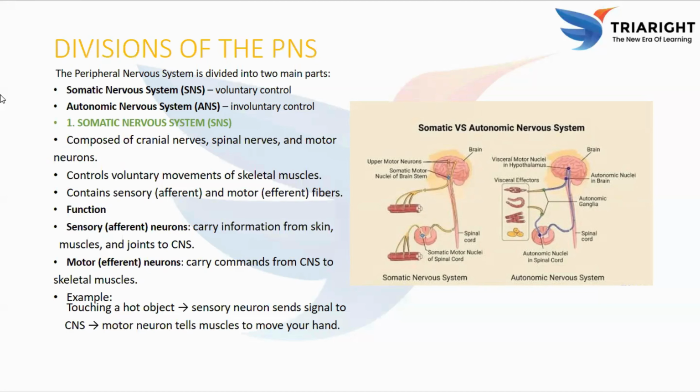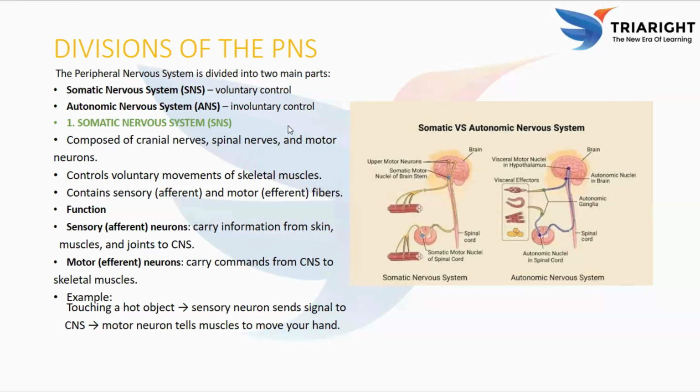The somatic nervous system is made up of cranial nerves, spinal nerves and also the motor neurons. They contain two types of nerve fibers. What are they? Sensory neurons, nothing but afferent neurons, which carry information to the CNS, and motor neurons, which carry the commands from the CNS to the muscles.